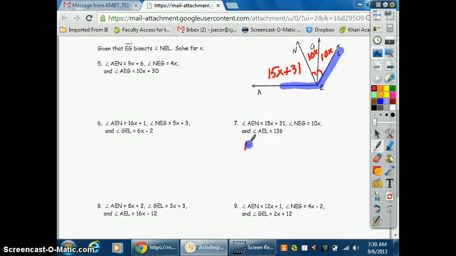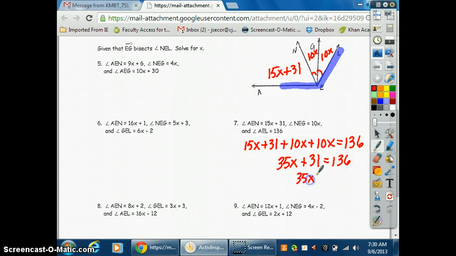So we'll say 15x plus 31, and then our two congruent angles, 10x and 10x, equals 136, or 35x plus 31 equals 136, or 35x equals 105. Divide by 35 and we find that x is equal to 3.